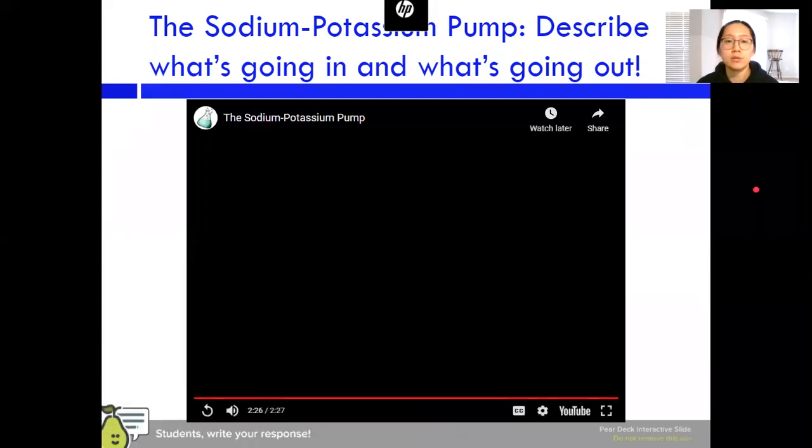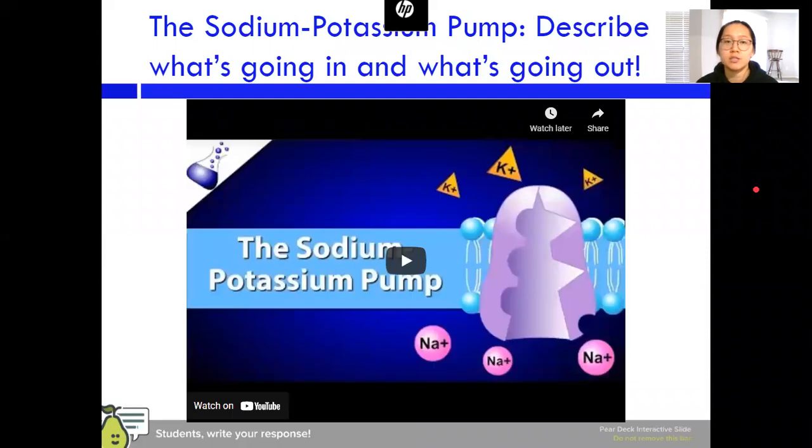Okay, so that was the sodium-potassium pump. If you need to rewatch sections of it in order to describe for me what is going into the cell and what is going out of the cell, you can do so. And remember that this is using energy because it is a pump. So this is an example of active transport.